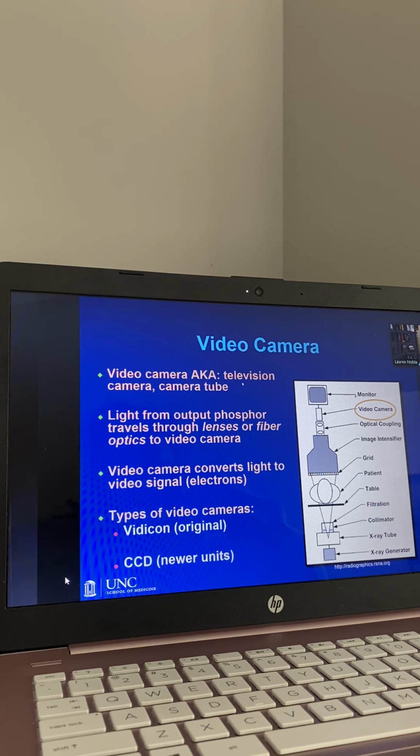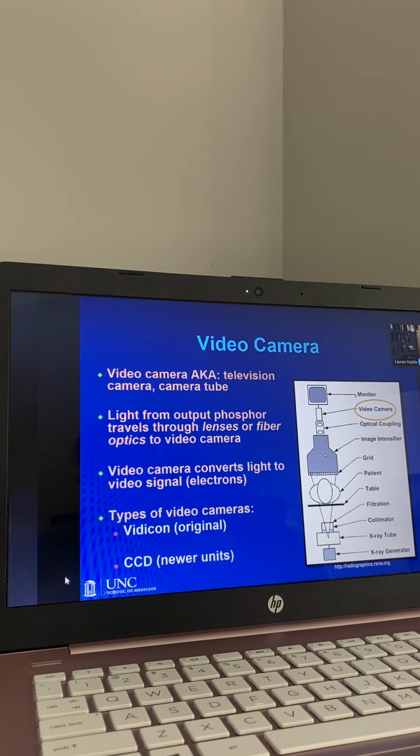Now, when I say television camera, I am not talking about the television monitor where you view the image. It's called a television camera. So the video camera is this device here that is in between the image intensifier and the television monitor. So this is the video camera, the television camera, or the camera tube.